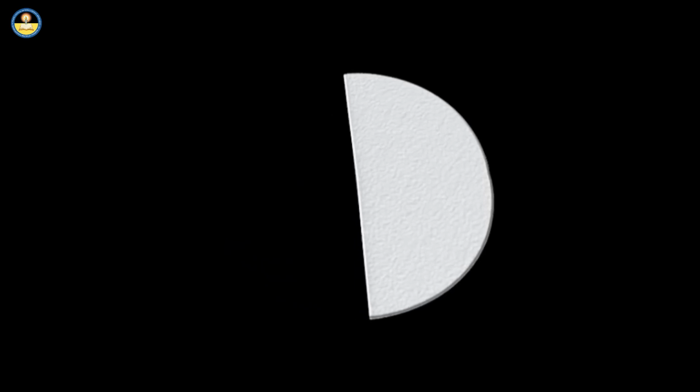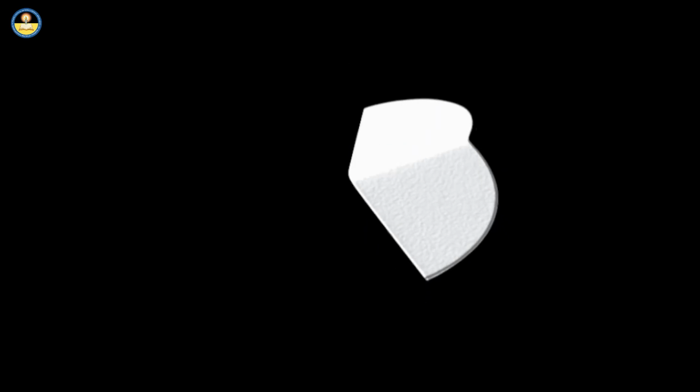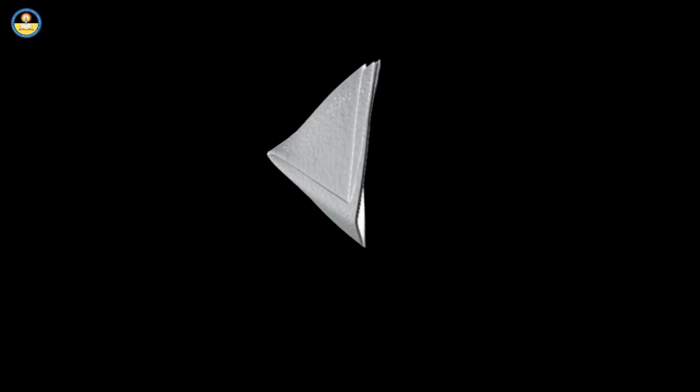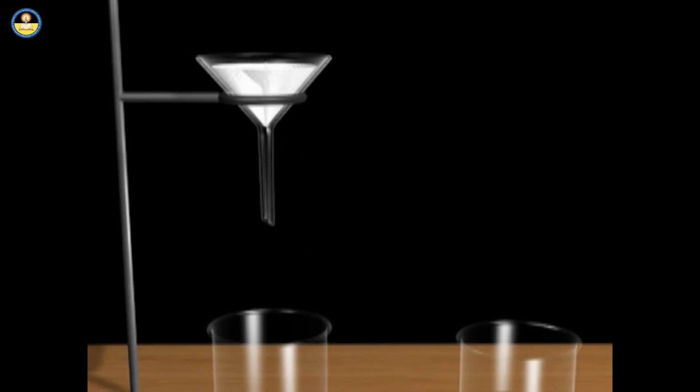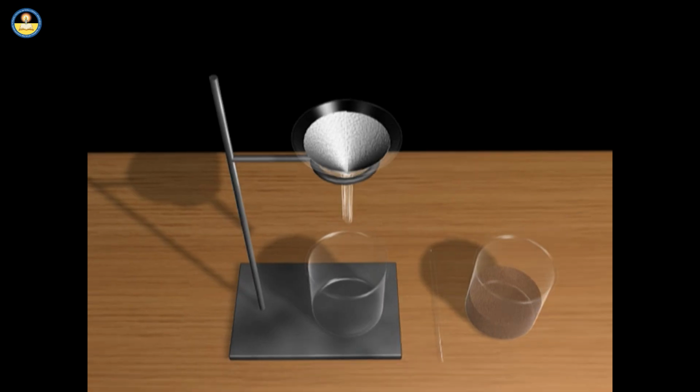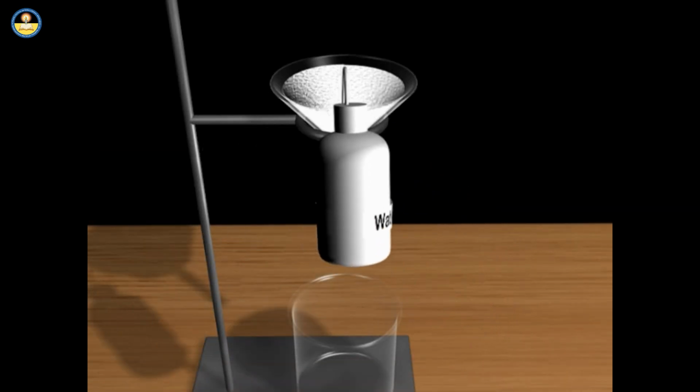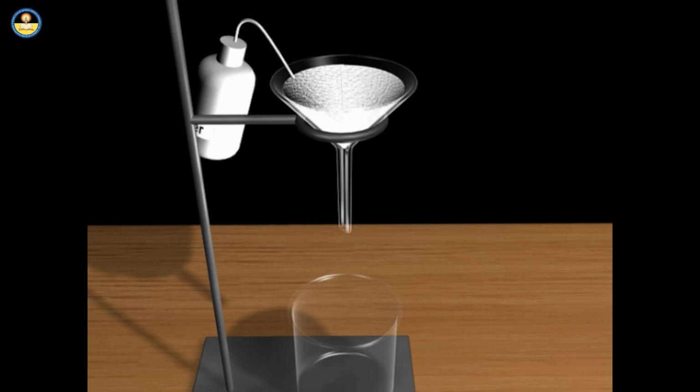A circular filter paper is first folded along its diameter. It is then folded along the middle radius. This filter paper is then reconfigured as shown on the screen. The filter paper is then placed on the funnel and is wetted with distilled water so that the paper sticks with the wall of the glass funnel to avoid any air space.